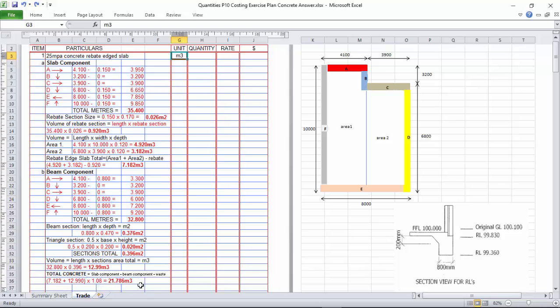21.786 cubic meters. So then we come up to here, and in our costing sheet we put the unit rate, which is cubic meters. We then put the quantity in. We can't get 21.786, so we order 21.8, and that's it. Just try and keep organized, and good luck.